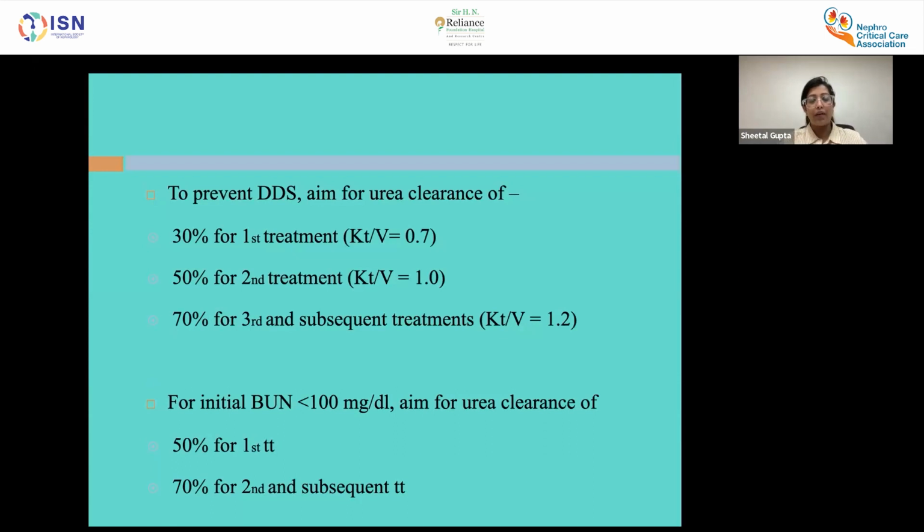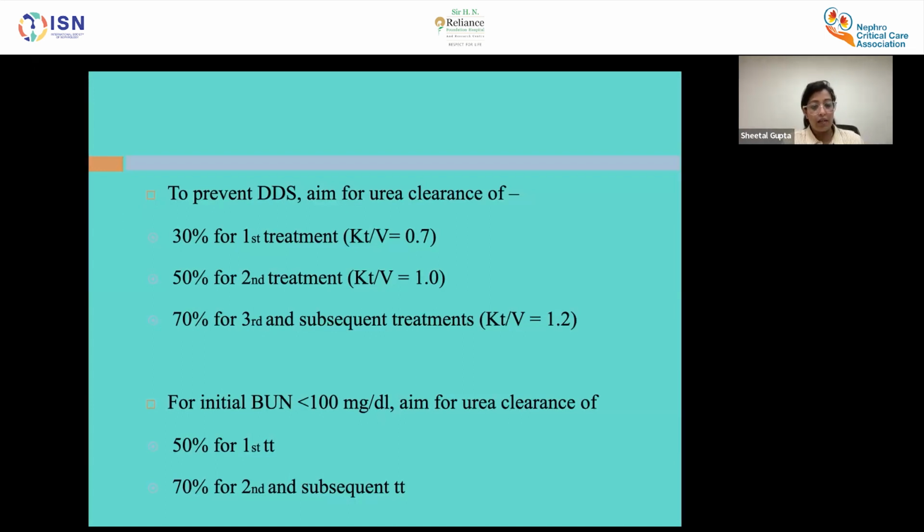To prevent disequilibrium syndrome, we should aim for urea clearance of 30% for the first treatment. That is Kt/V of around 0.7. Then 50% urea clearance for the second treatment, which is equivalent to Kt/V of 1, and 70% or more for the third or subsequent treatments. That comes to a Kt/V of 1.2.